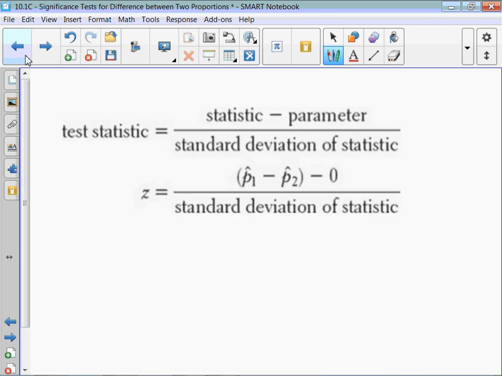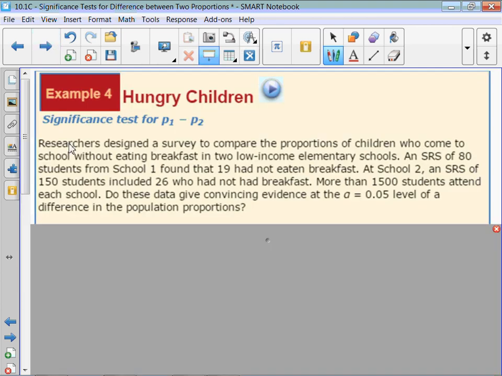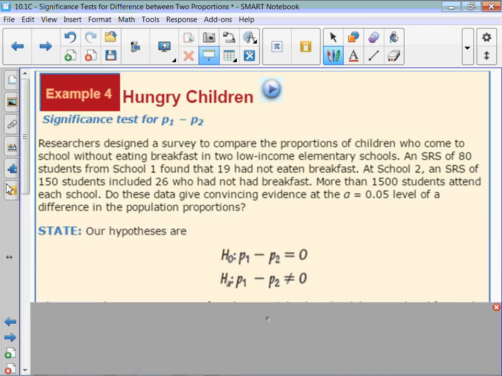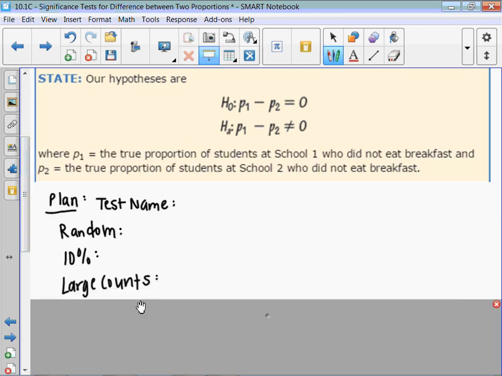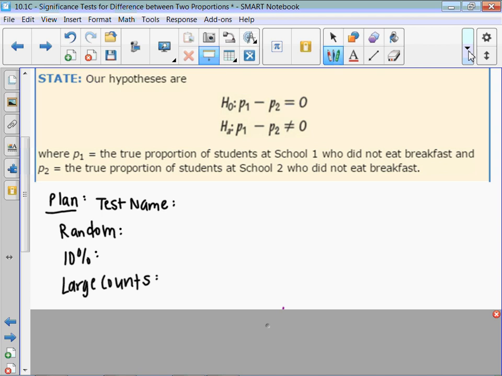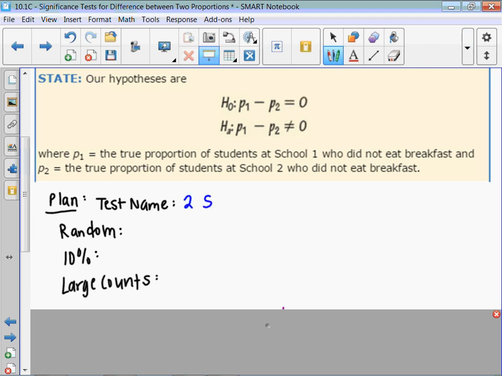So let's go back and actually do the plan part of this. We've got our state, and now we've got our plan. So the test name, which you definitely want to write down, is called a 2-sample Z test for difference of proportions, or P1 minus P2. Remember, it's 2-sample because we have 2 proportions, and Z's always go with proportions.